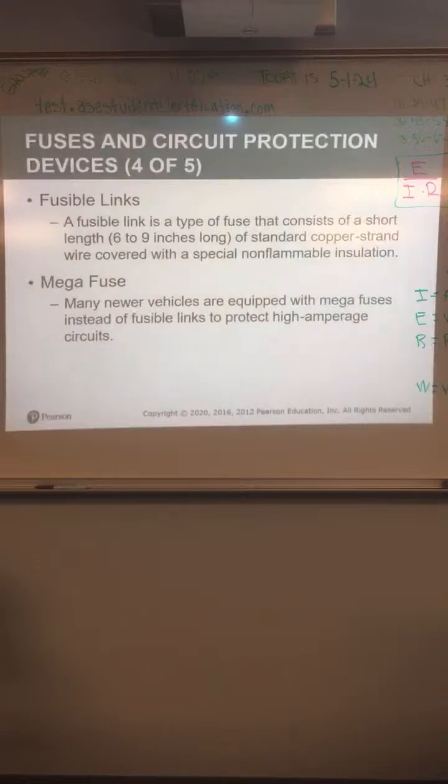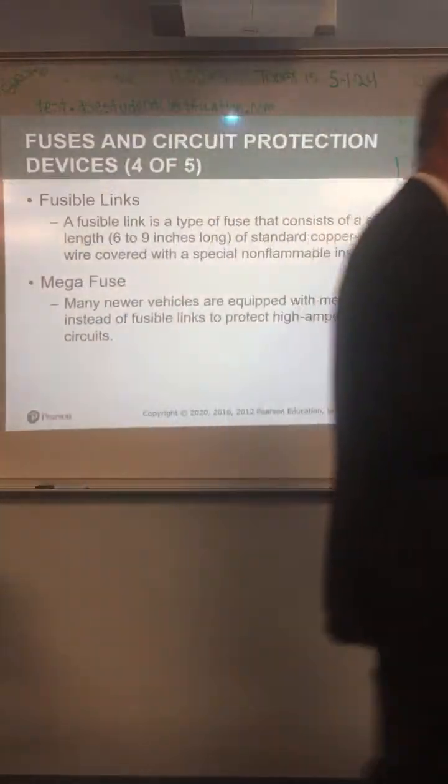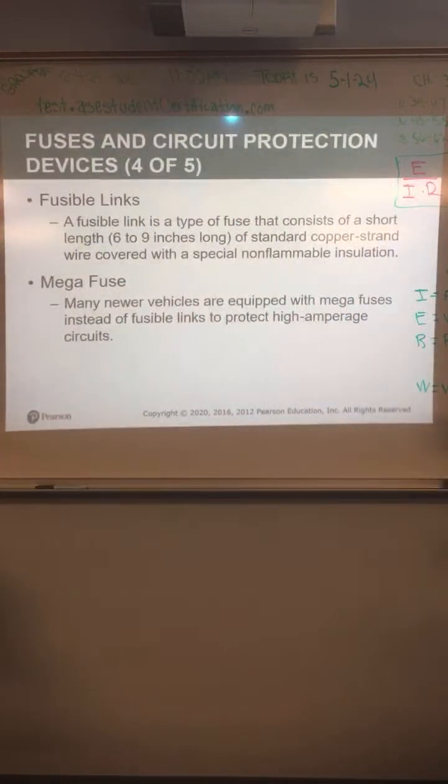Fusible links, that's just a piece of wire that is designed to melt, with a non-flammable insulation so it won't catch fire. I don't have a piece of fuse link here, but it looks just like a wire. Typically it's going to have like a tan colored insulation over it. If a fusible link burns, it's just like blowing a fuse. You have to replace that piece of fuse link, so you have to replace that wire. Don't put a regular piece of wire in place of a fusible link, okay?